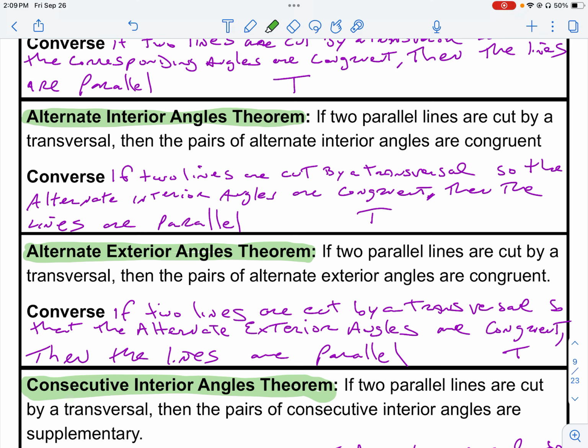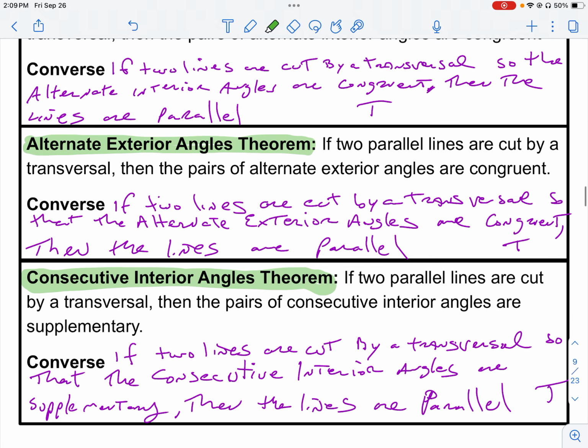All right, consecutive interior angles theorem. It is the one in the group that's different. If two parallel lines are cut by a transversal, then the pairs of consecutive interior angles are supplementary. And we talked about all these angles in the previous section. Well, the converse is going to help us out because if two lines are cut by a transversal so that the consecutive interior angles are supplementary, then the lines are parallel. So consecutive interior angles supplementary, they add up to 180, then we know the lines are parallel.